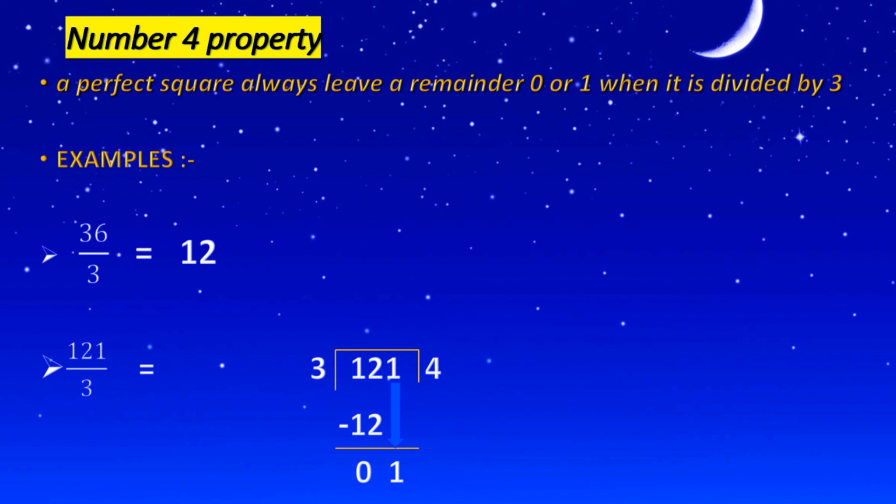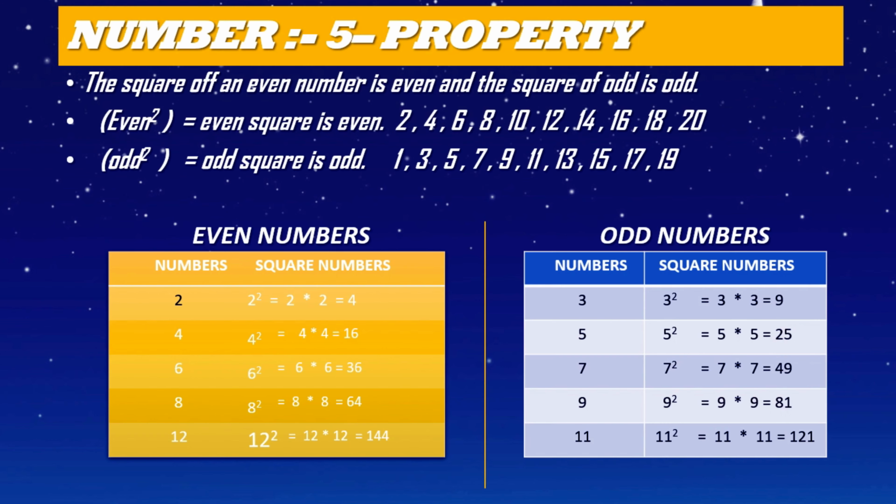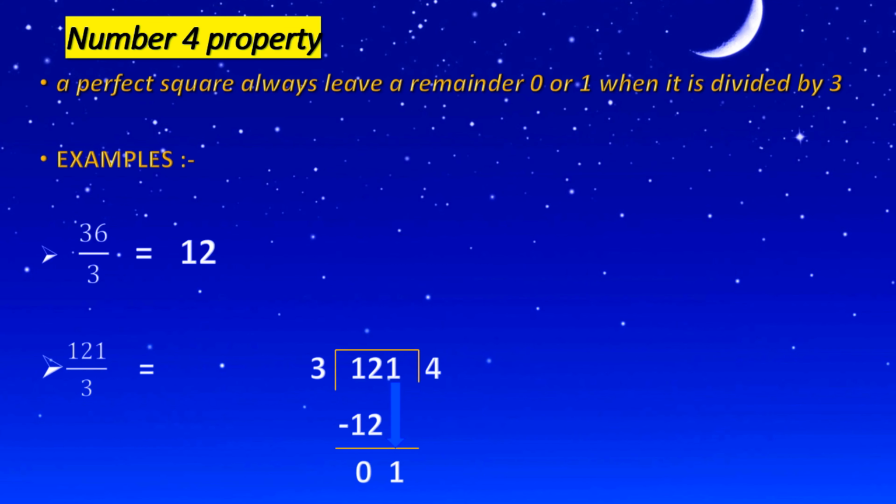121 divided by 3. 3 fours are 12. The quotient is 40 and the remainder is 1. So it is a perfect square. In this fourth property, we have discussed that a perfect square always leaves a remainder of 0 or 1 when it is divided by 3.